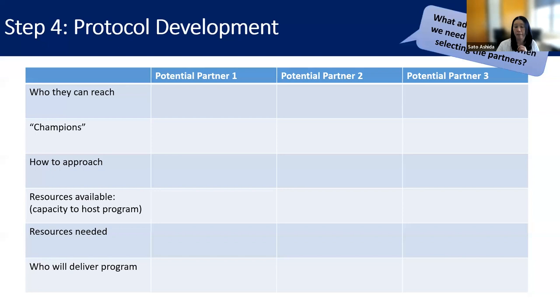So moving forward to step four, the next step was to develop the implementation protocol. So we used worksheets like this. We had many of those worksheets to have discussions with staff to identify who can deliver, who can outreach, who can follow up, who can provide support to other adults to implement this program.